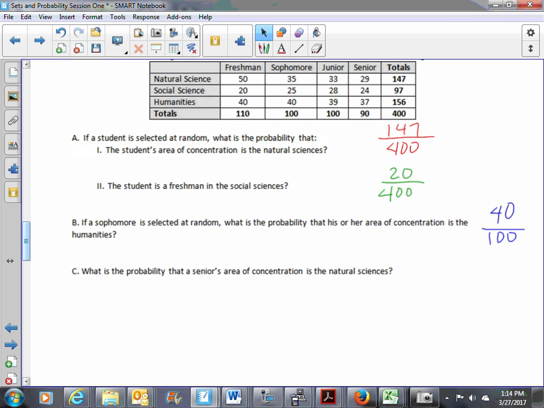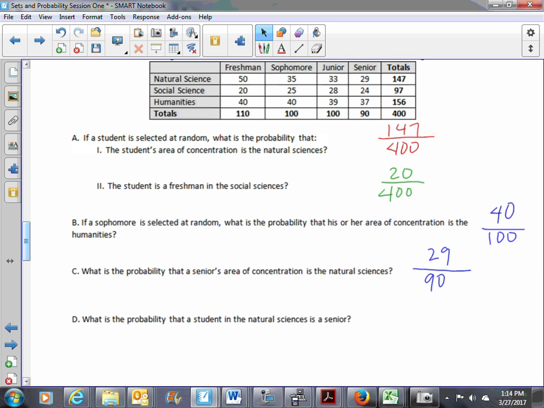What is the probability that a senior's area of concentration is the natural sciences? On the bottom, we're going to put seniors. There's 90 of those. And the concentration being the natural sciences, there's 29 seniors who concentrate in natural sciences, so 29/90ths.